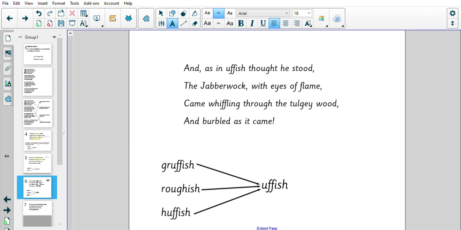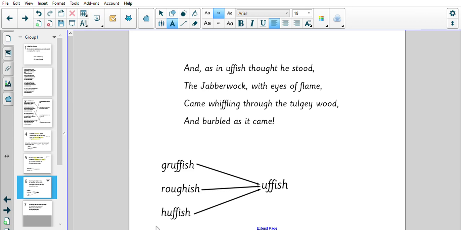And, as in uffish thought he stood, the Jabberwock with eyes of flame came whiffling through the tulgey wood and burbled as it came. Now you can see here another portmanteau that has been created. This one has actually been created out of not one, not two, but 3 different words. So we've got gruffish. So if you're gruff, then you've usually got quite a low, deep voice. Okay, roughish, so he's not thinking particularly nice thoughts.